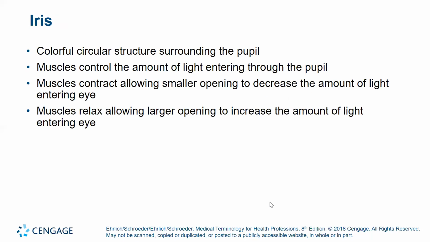We have the iris. This is a colorful circular structure surrounding the pupil. Muscles contract, allowing a smaller opening to decrease the amount of light entering the eye, and then muscles relax, allowing a larger opening to increase the amount of light entering the eye. So these muscles control the amount of light entering through the pupil.